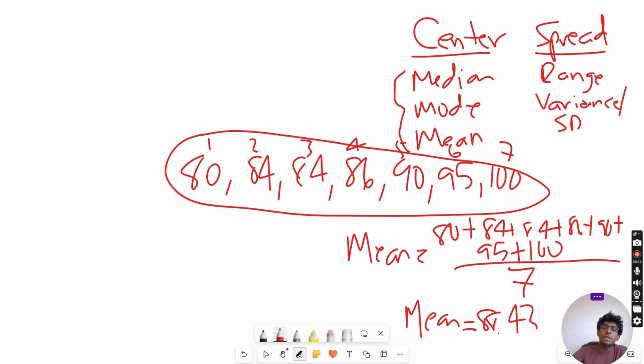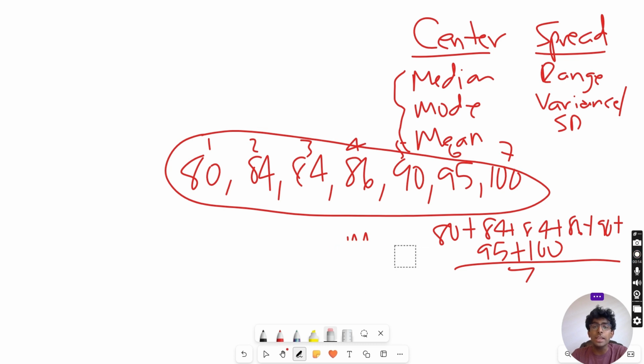Typically on the SAT, you'll have answers that are a little bit more spaced apart, so you'll be able to accurately pick the one that is closest to this. Like you'll see like an 88, for example. That would be it. It's closest to that. All right. So that's the idea behind mean.